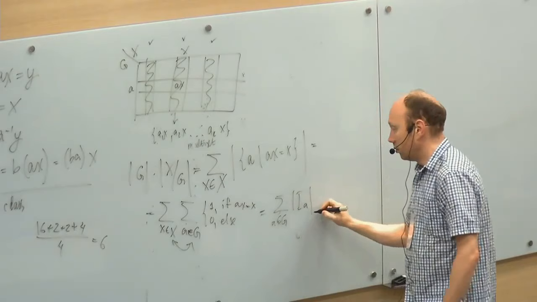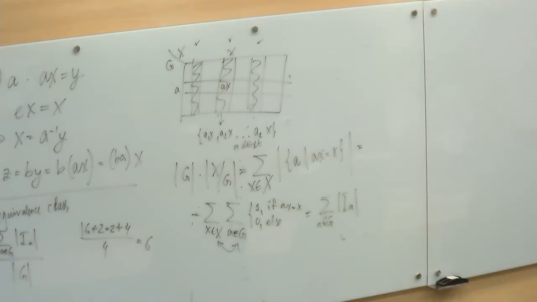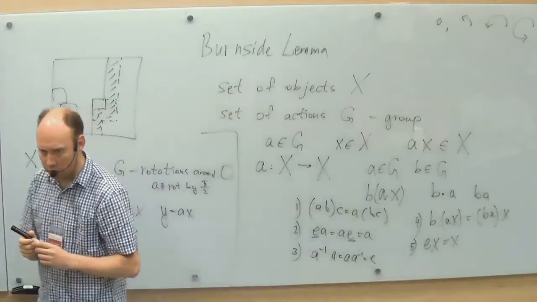So that is the proof of the formula. And the last thing that is left in the discussion is how to apply it to that problem. So we need to count the number of fixed points of all our four actions. For the zero action, the number of fixed points is just the number of all possible fillings of the square, because any filling is a fixed point of a do-nothing action.